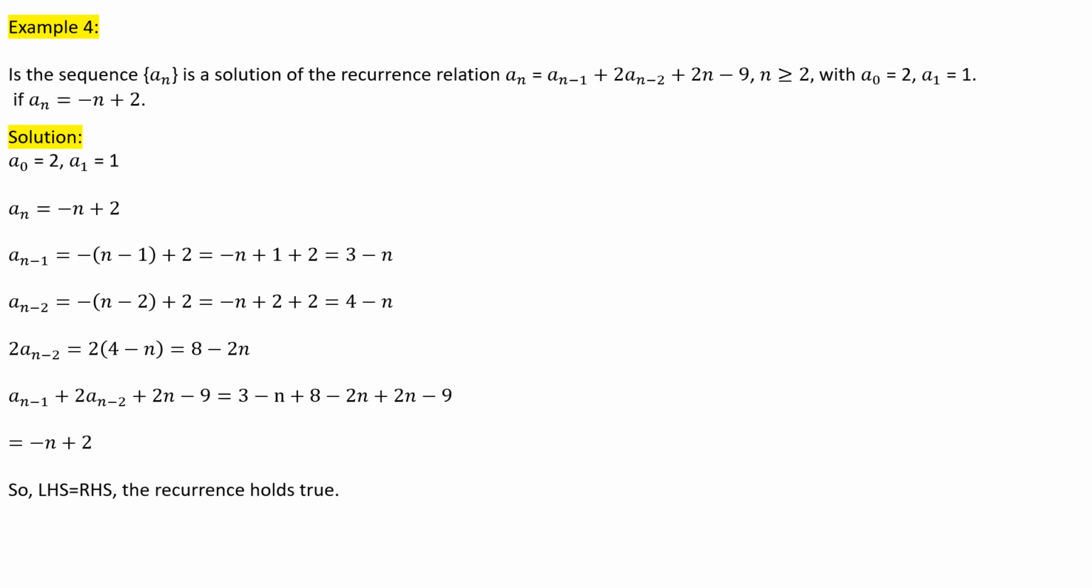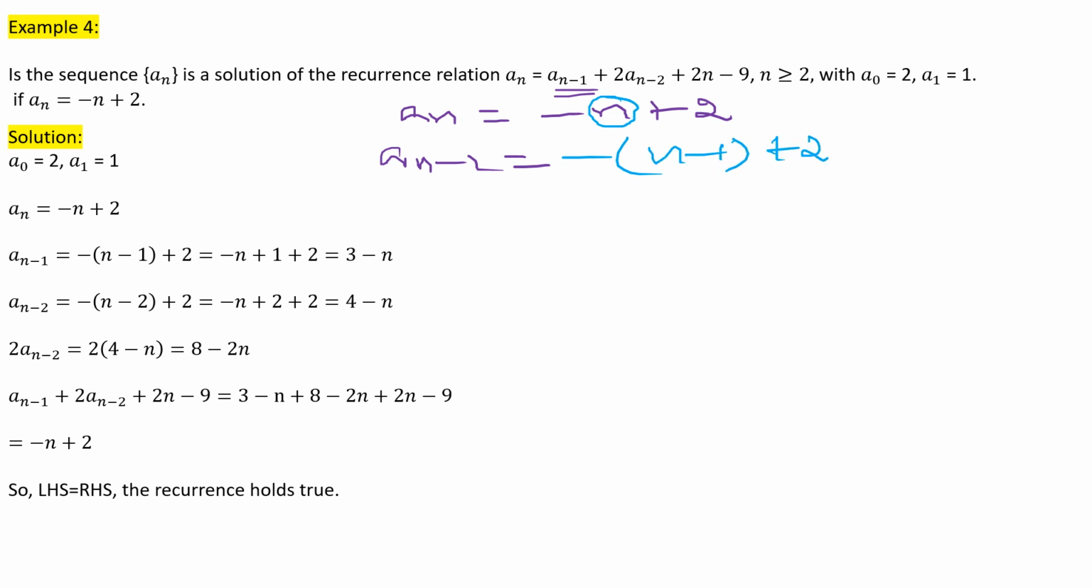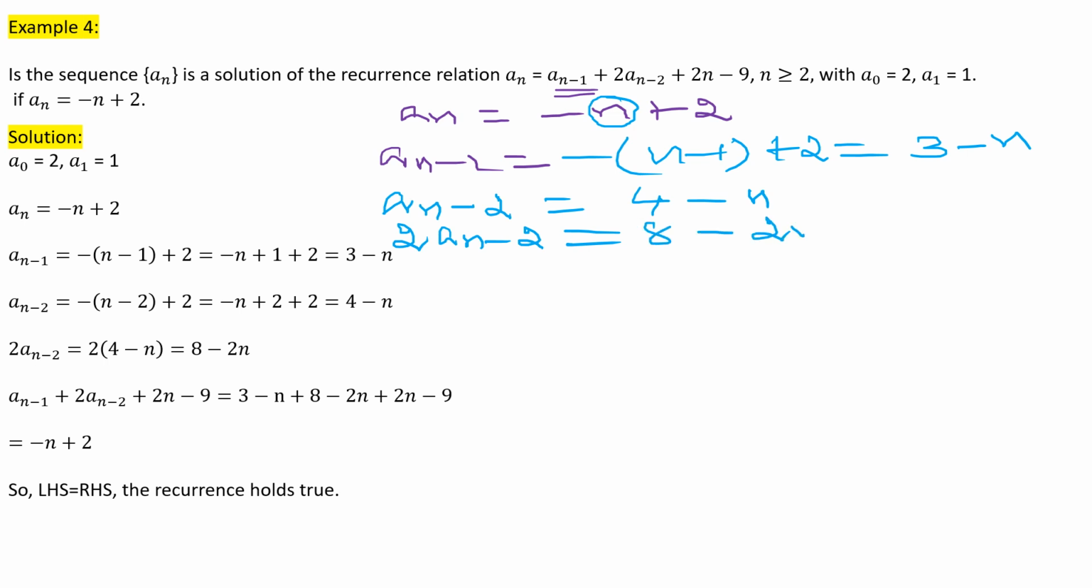Same question here. So let us begin with a sub n equal to minus n plus 2. First you have to calculate a sub n minus 1. So that means we have to replace n by n minus 1 plus 2. By simplifying this, you will get 3 minus n. Then a sub n minus 2. So this will give you 4 minus n. Then I have to find 2 times a sub n minus 2. So that will give you 8 minus 2n.